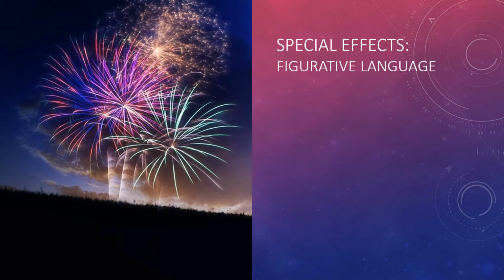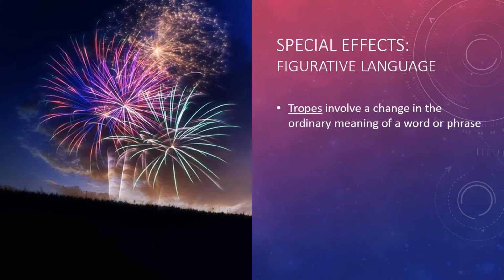Figurative language is what we might call the special effects of your writing. And there are two types. The first one is tropes. They involve a change in the ordinary meaning of a word or phrase. We're going to see what that means. And the other type of figurative language are schemes, which involve a special arrangement of the words. So tropes deal with meaning, schemes deal with arrangement.